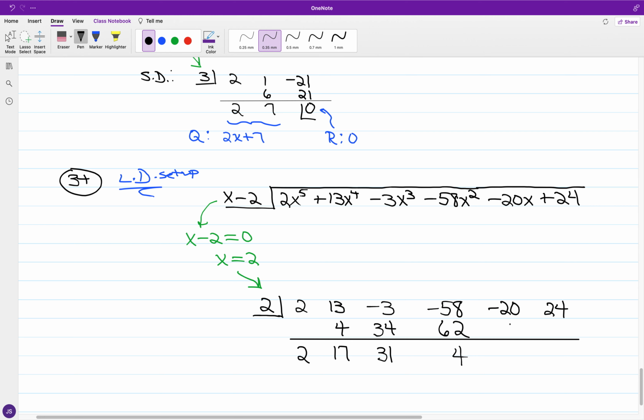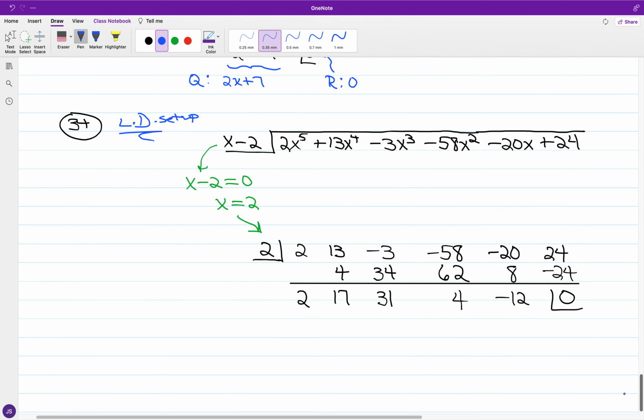2 times 4 is 8. -20 plus 8, okay, so that is going to be -12. And 2 times -12 is -24. And 24 and -24, that is going to be 0. Again, the last column total is going to be the remainder. So that's going to be 0.